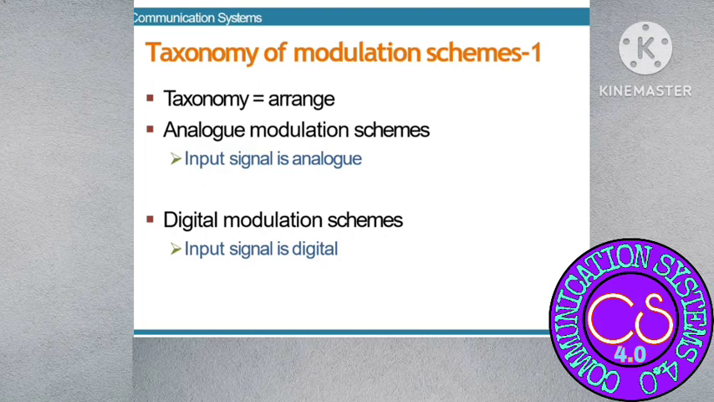Then the taxonomy of the modulation schemes. Now, what is the word taxonomy? It means arrangement. There are analog modulation schemes and digital modulation schemes. Analog modulation is when the input signal is analog, and digital modulation is when the input signal is digital. If you recall your first lab, and even the second lab in the introduction, when we covered the basics of signals, we covered that a signal can be analog or digital, and we made a comparison between analog and digital signals. So according to the nature of the signal, modulation can be analog modulation or digital modulation.